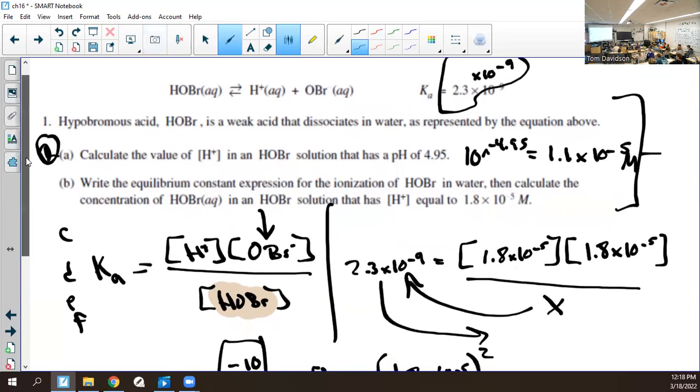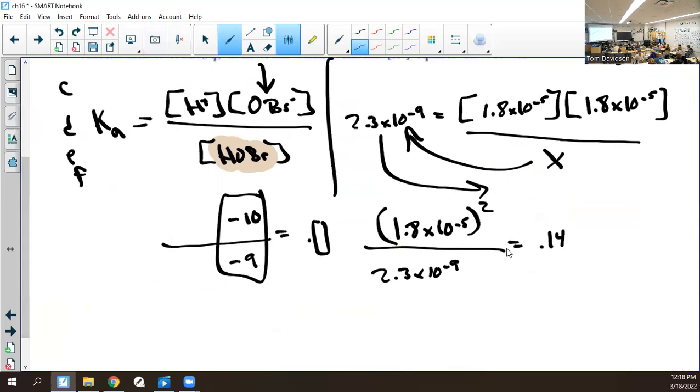Now, here's my question. What's the unit on this? There isn't one. There is not one. It's just the equilibrium expression. It's unitless. Okay, how are we feeling so far? Good.